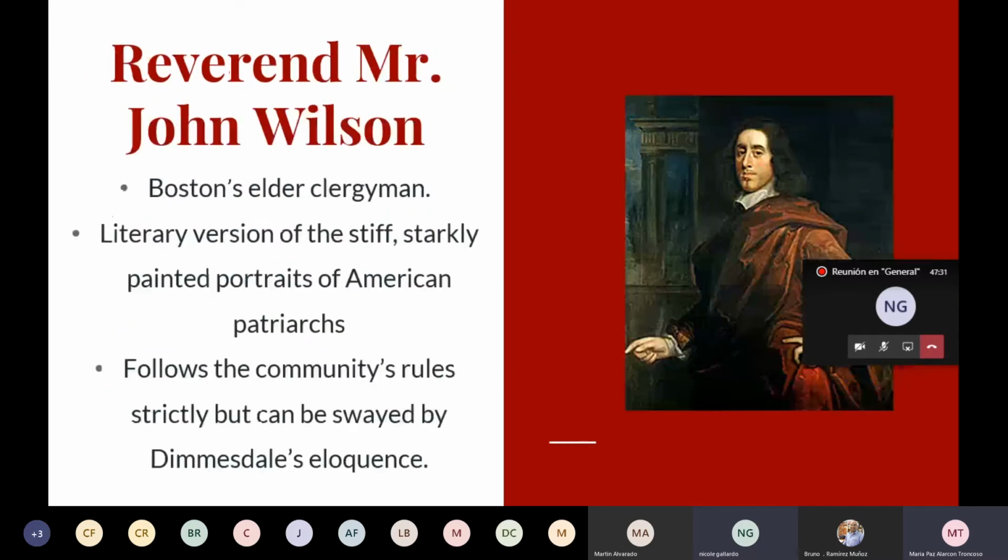Well, the next character is Reverend Mr. John Wilson. He's a stereotypical Puritan father, a literary version of the starkly painted portraits of American patriarchs. Like the governor, he follows the community rules strictly, but he can also be swayed by Dimmesdale's eloquence. Unlike Dimmesdale, his junior colleague, Wilson preaches hellfire and damnation and advocates harsh punishment of sinners.